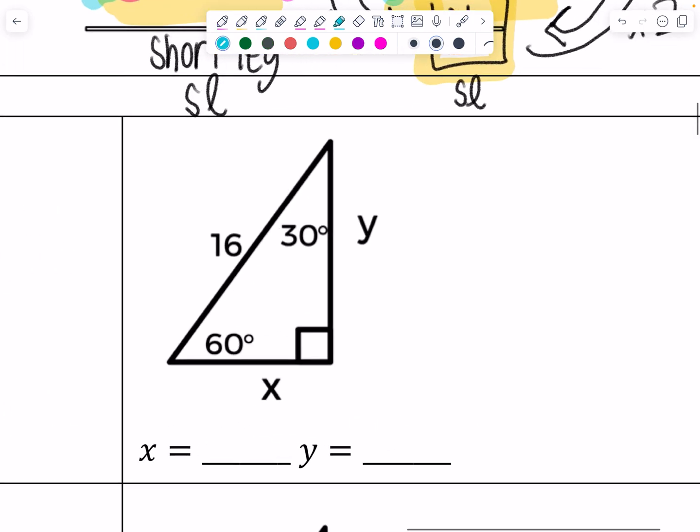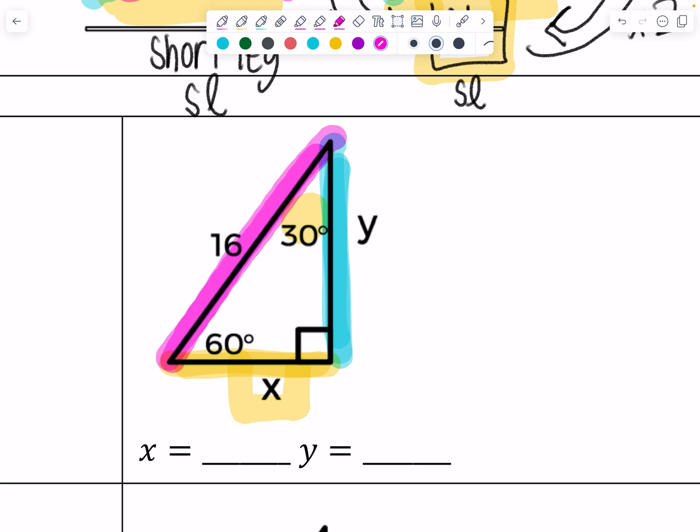Is this a 30, 60, 90 triangle? It is. Here's my 30. So here's my short leg. Again, I don't have it this time, so I'm going to have to find it. Here's my long leg across from the 60. And then here is my hypotenuse. So this one's a little bit different because what they give you is the hypotenuse.